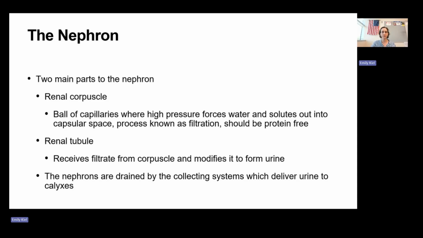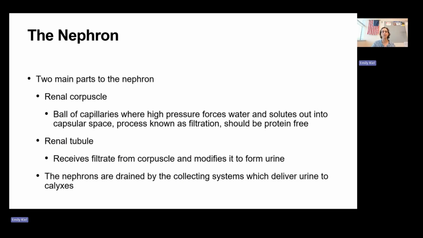Following that renal corpuscle, you've got your renal tubule. This receives the filtrate from the corpuscle and then modifies it to form urine. So we go from blood to a filtrate to urine. And then the nephrons are drained by the collecting systems, which deliver urine to the calyces. So those two big parts, the renal corpuscle and the renal tubule.